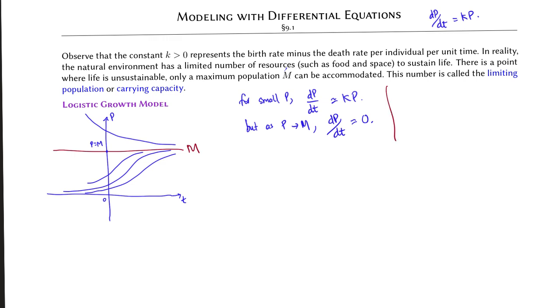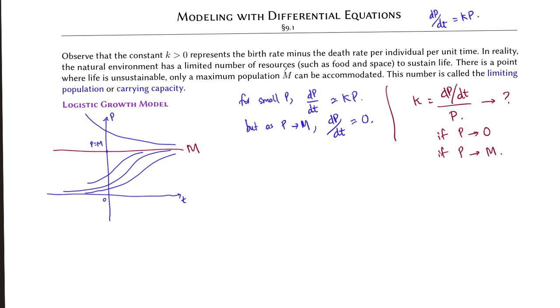meaning dP/dt is 0. We are interested in the relationship between the quantity k, which is dP/dt over P, and the population itself. Specifically, we want to know what happens to k as P approaches 0, and what happens to k as P approaches M. Now for small P, that means P approaches 0, we see that dP/dt is approximately kP, and as P approaches M, we saw that dP/dt approaches 0.